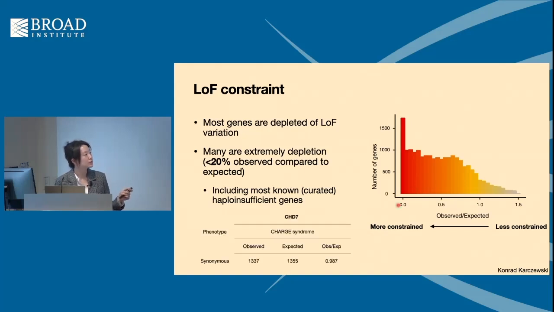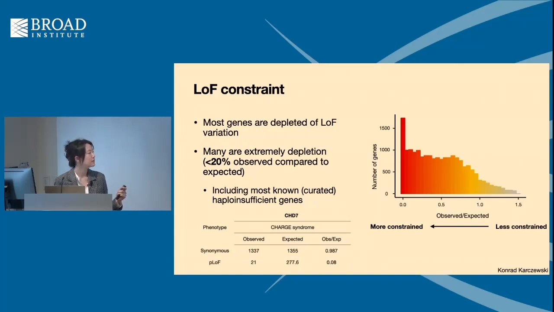And to put this into a single gene example, I've pulled out CHD7 here. Our model is predicting that we should see about 1355 expected synonymous rare variants, and we're observing 1337. So this is very close to 1. If you look at the loss of function variants, however, we expect to see almost 278 variants, and we're only observing 21. And this is what you would expect, as knocking out a single copy of this gene leads to an autosomal dominant congenital disease called CHARGE syndrome.